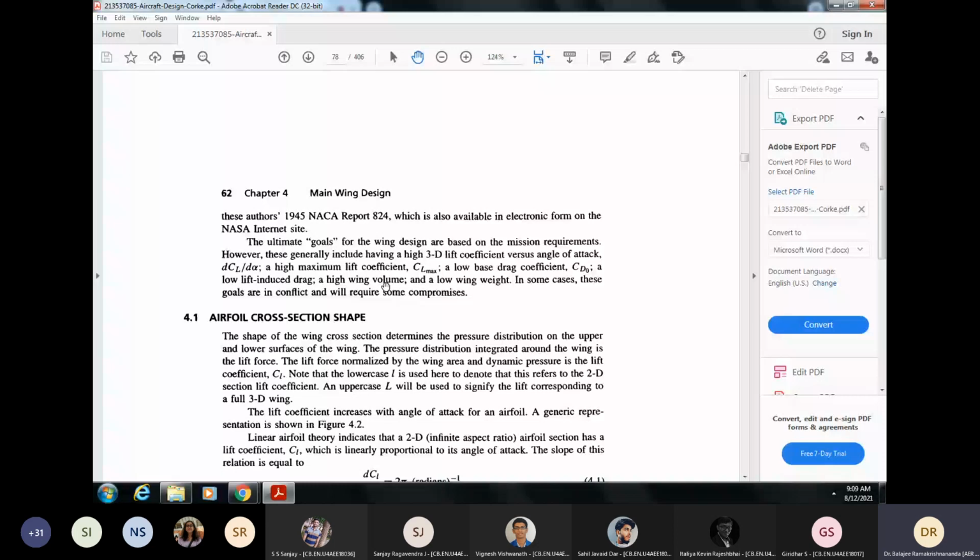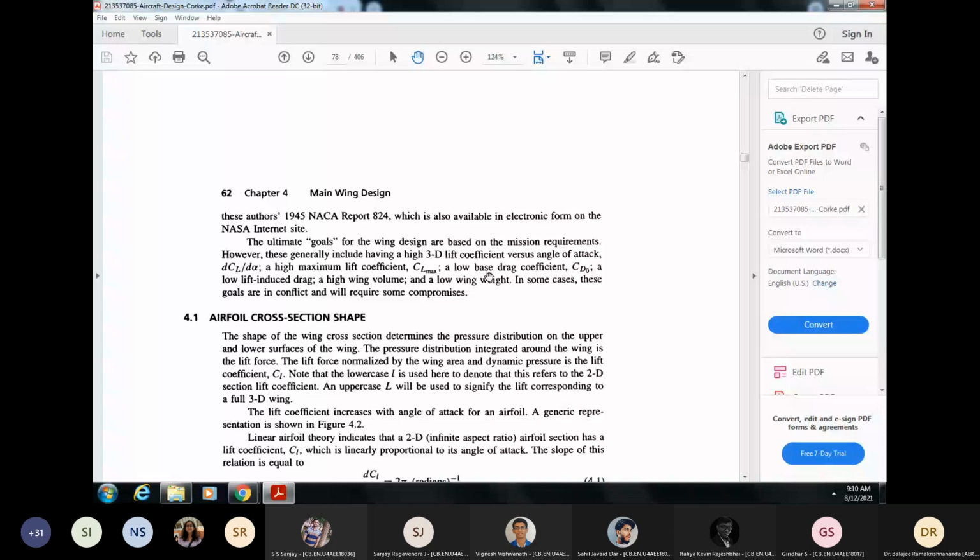So you are in a dilemma. Which one to choose? How much thickness? If you have a higher wing volume, the wing weight will be lower. So in some cases, these goals are in conflict and will require some compromises. Finally, you decide what you want. I may say that I want the most aerodynamically efficient wing, but sometimes you may realize that high volume or reducing weight is more important for you.